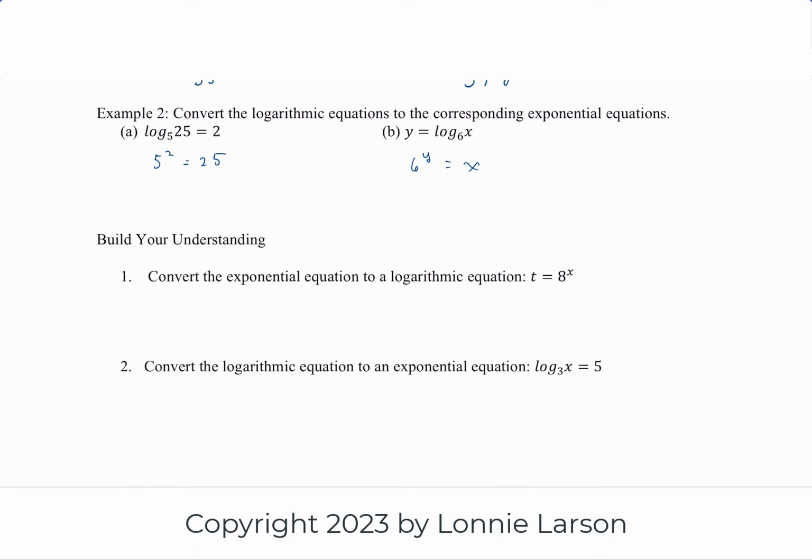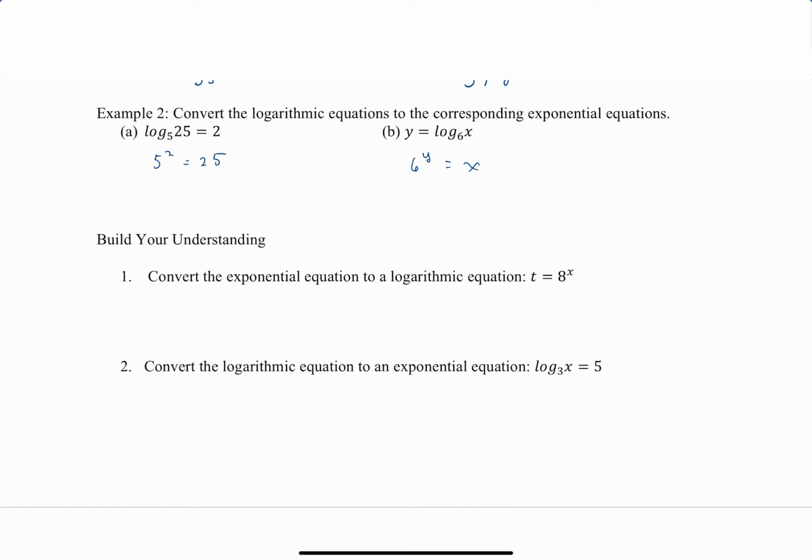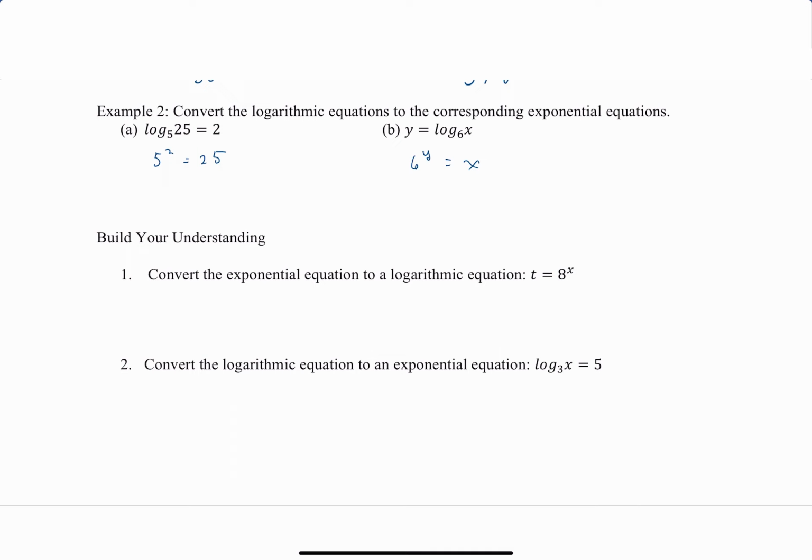Let's look at these build your understanding problems. I hope they went okay for you. First, we'll convert the exponential equation t equals 8 to the x into a logarithmic equation. So the equivalent logarithmic equation says that the logarithm on base 8 that you would need, in other words, the exponent you'd need on base 8 to get answer t, that exponent is x.